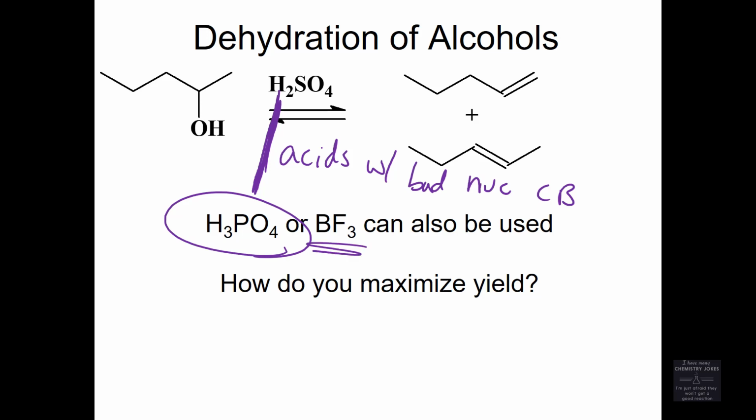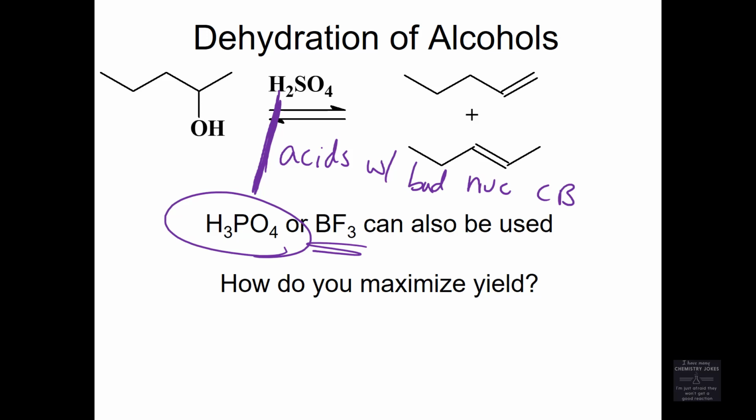BF3 is going to do a similar thing. It's a good Lewis acid. It's not a Bronsted acid, but a good Lewis acid. It would be used to turn your O into a better leaving group, your OH into a better leaving group. We're not going to draw that mechanism, but we could if we needed to.